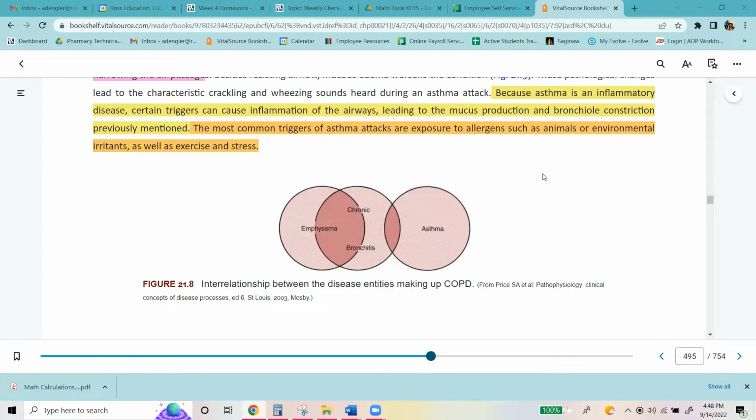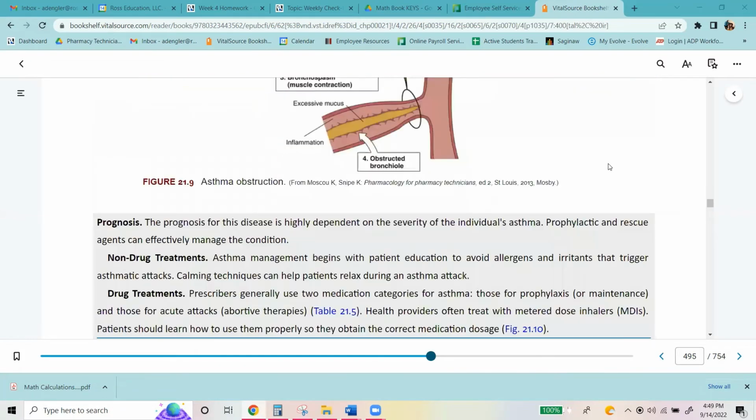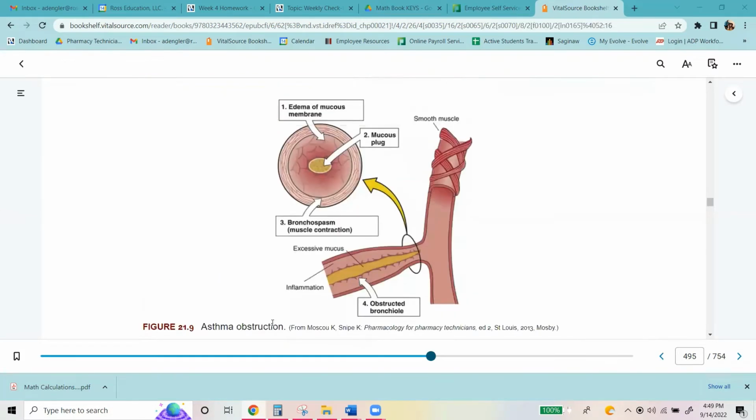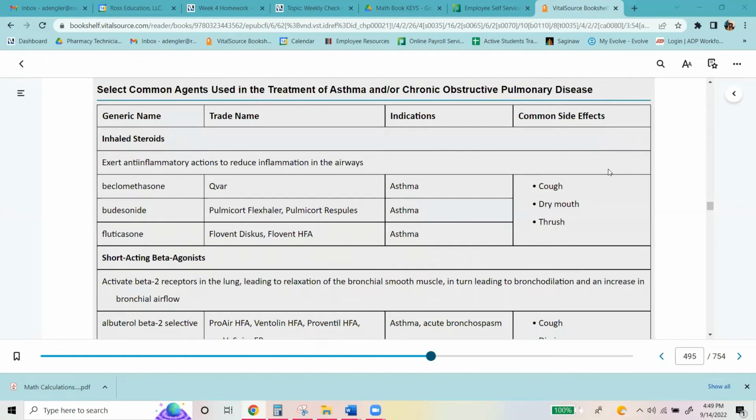So figure 21.8 has the interrelationship between the disease entities making up COPD. So you can see they're kind of all linked together. But the chronic bronchitis is more on the emphysema side than the asthma side. Figure 21.9 just depicts asthma obstruction. And then we have select agents used in the treatment of asthma and/or COPD.